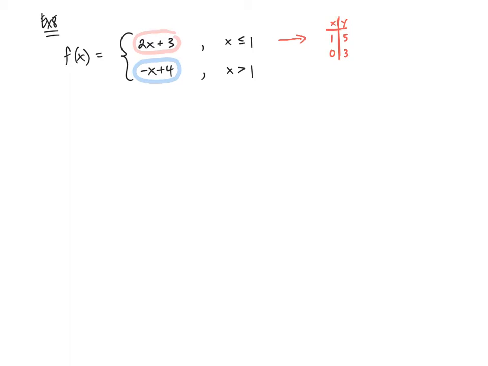Now for the blue one, I'll make another XY chart, and I'm supposed to pick x values that are greater than 1. Now here's a little trick. I'm going to pick 1, and I'll explain why in just a second, and then I'll go ahead and pick 2. So when x is 1, y is -1 plus 4, which is 3. When x is 2, y is -2 plus 4, which is 2.